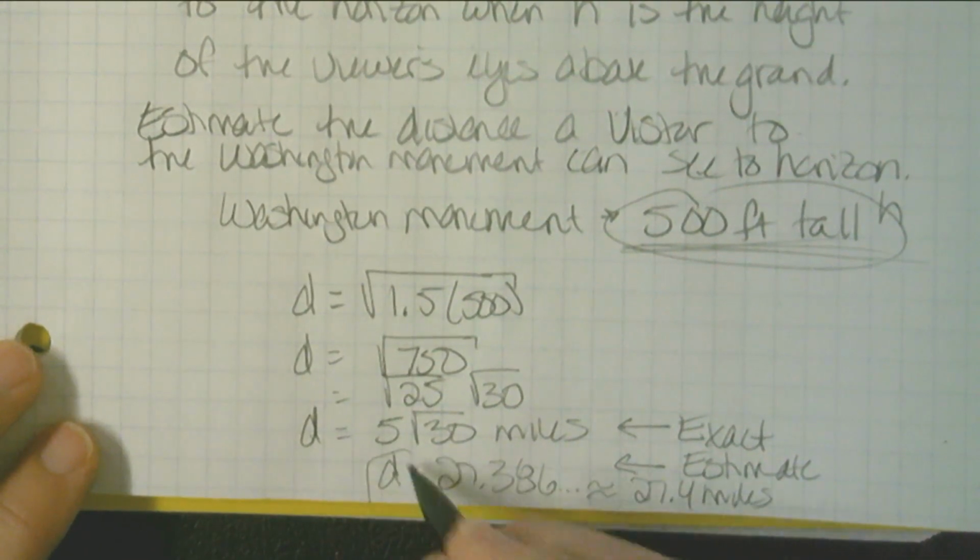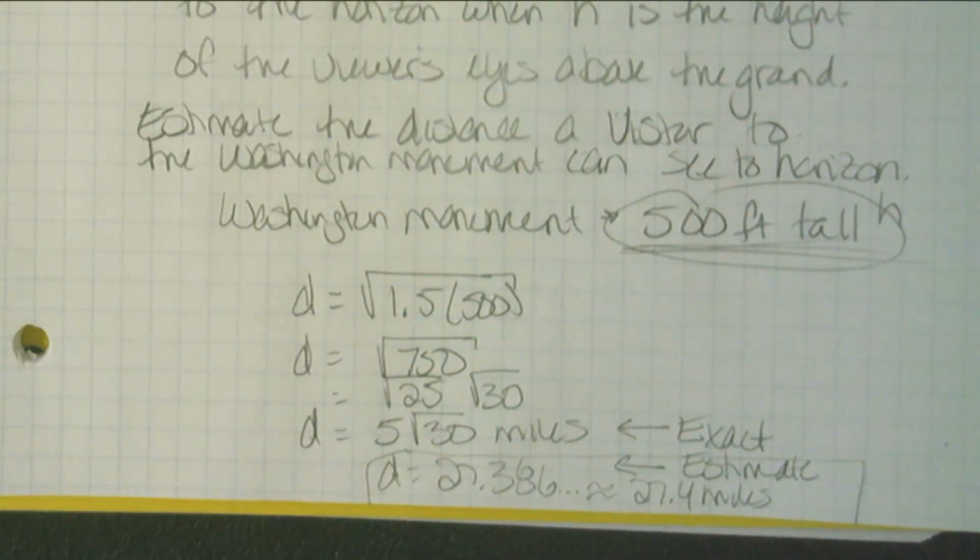So throwing it in the calculator and actually finding the square root of it is an estimate, and exact is the answer with the radical in it. Are you guys cool with that? You guys can go.